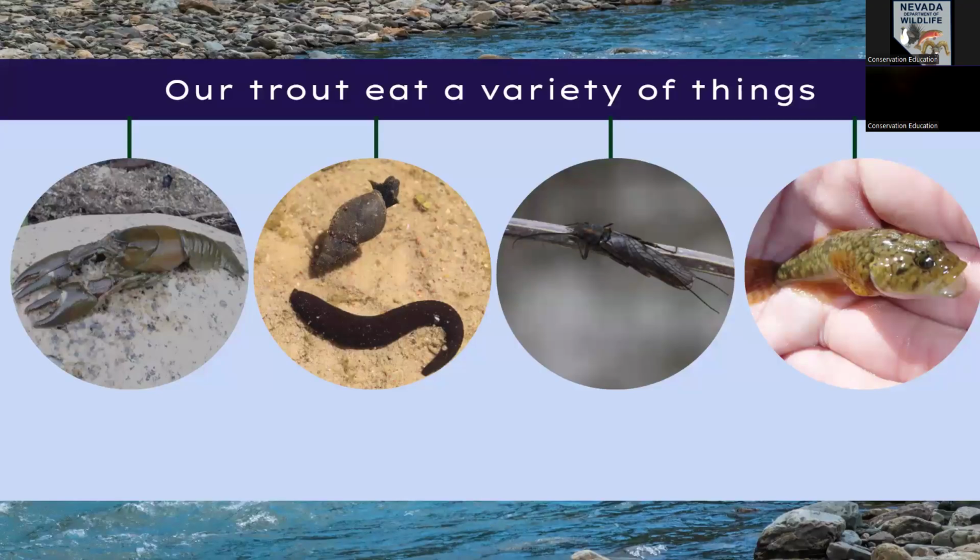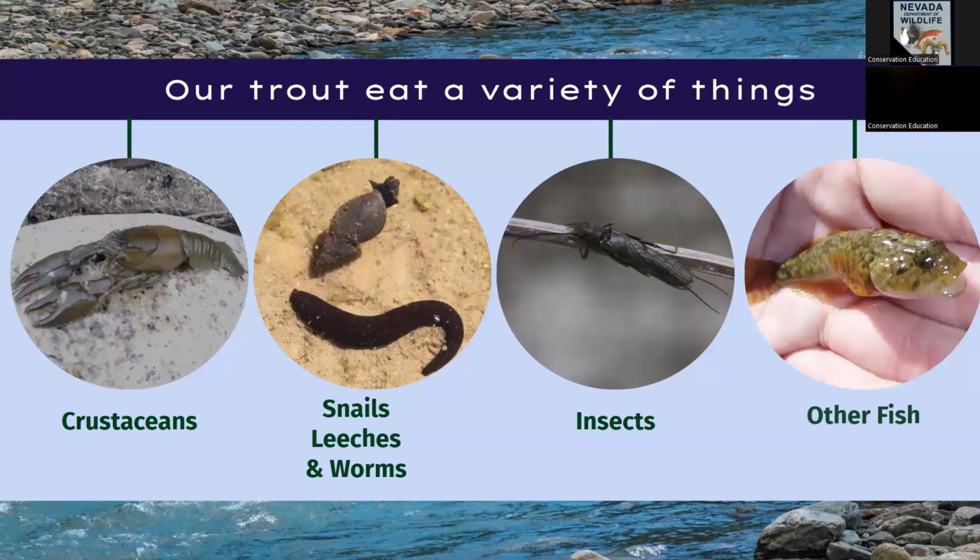So here's some things our trout eat. Does anyone recognize any of these if they want to put them into the chat? Just based on the picture. Okay, I see. Definitely some of you are noticing the leech for sure, and crayfish. So they're going to eat crustaceans. And yes, this picture is a crayfish, but yes, this whole group. They're going to eat snails, leeches, and worms, insects, and other fish. Again, anything that's probably smaller than a trout, they're going to try to eat.